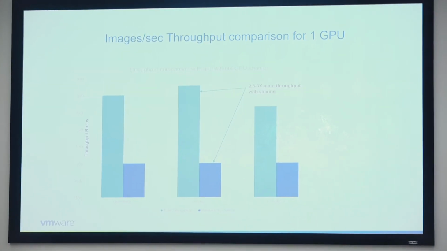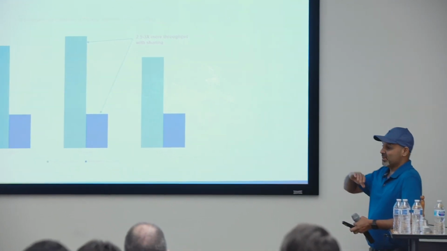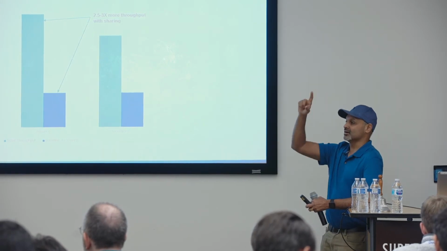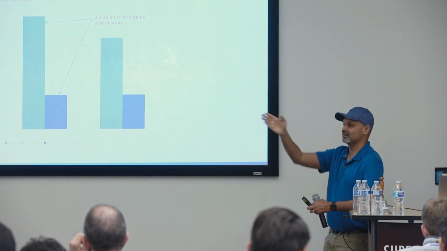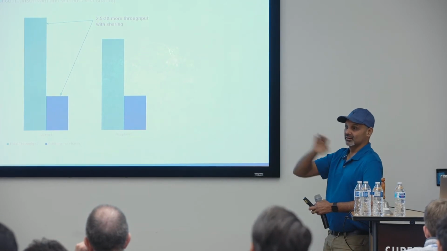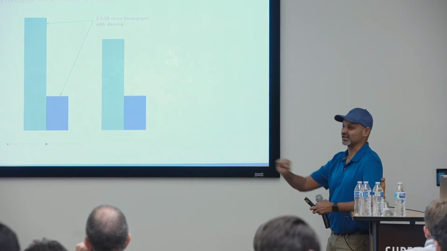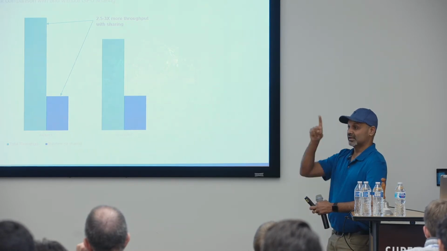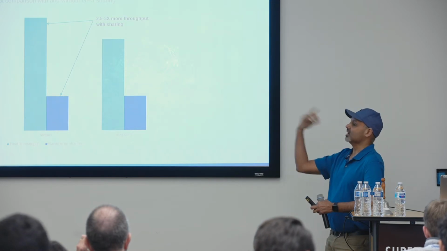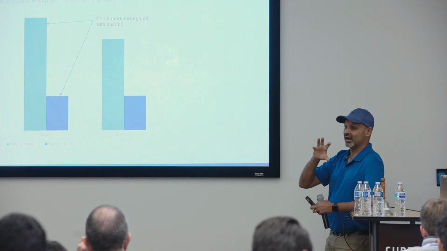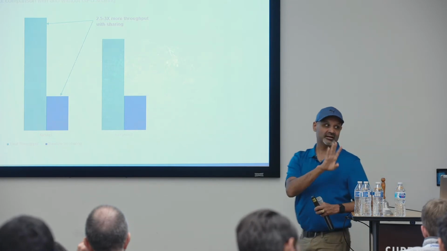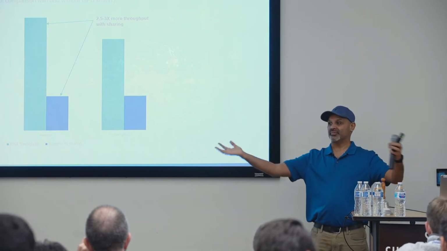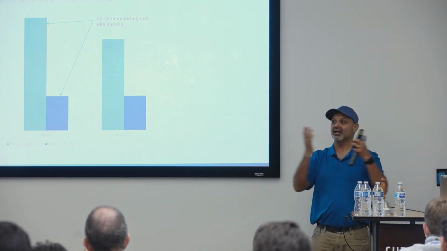Okay, let me explain. We did baseline testing where one VM gets one GPU. One Singularity container runs inside a VM, we give it an entire GPU, and we run a bunch of benchmarks and see how many images per second I'm getting. Then I create four virtual machines on the same host, give them a quarter of the GPU each, and run the same tests again. When I'm doing the four-container test, I'm aggregating all the images per second across all four containers.